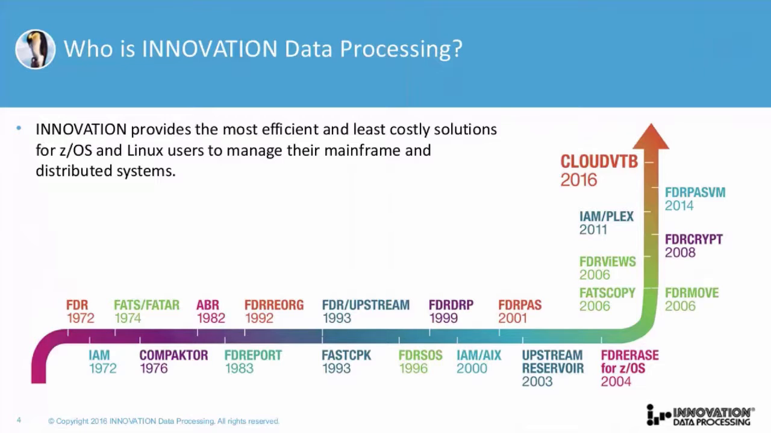Here's the timeline of Innovation products. So 40 years of producing cost-effective, reasonably priced solutions. In the left-hand portion, FDR was born in '72 along with IAM, and if you look at the upper right, we have the newest product to the team, Cloud VTB. Stay tuned for more details.